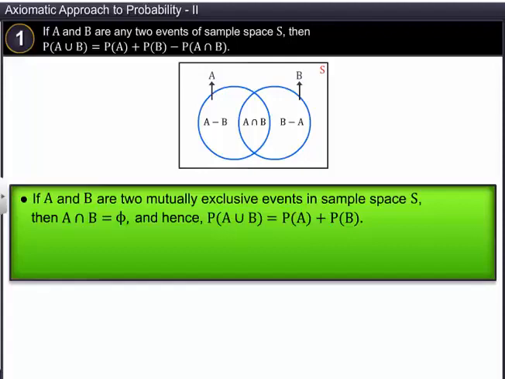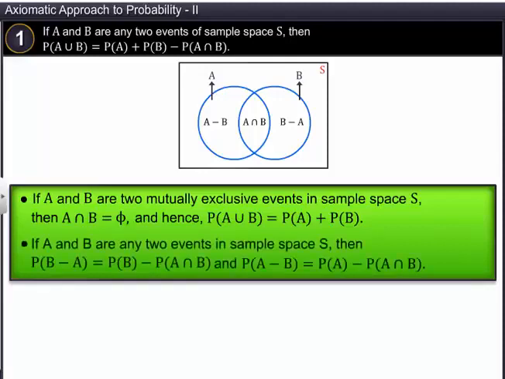If A and B are any two events in sample space S, then P of B minus A is equal to P of B minus P of A intersection B, and P of A minus B is equal to P of A minus P of A intersection B.